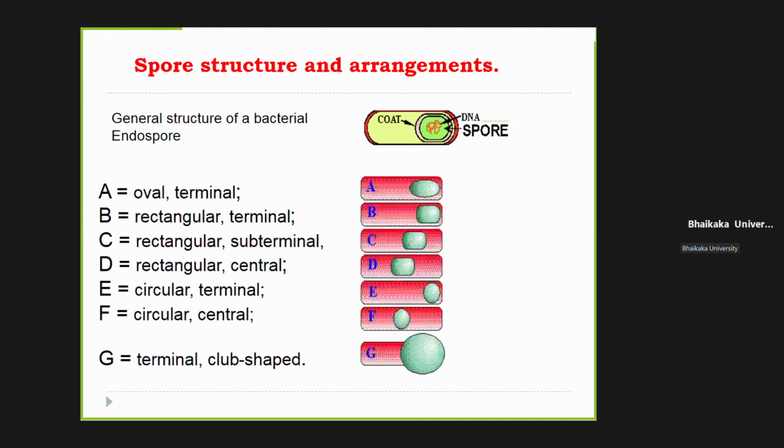In D, it is rectangular in shape and central in position. In E, it is circular and terminal in position. In F, circular and central in position. And in G, it is terminal, but cup shaped, and it is bigger than the size of the cell.